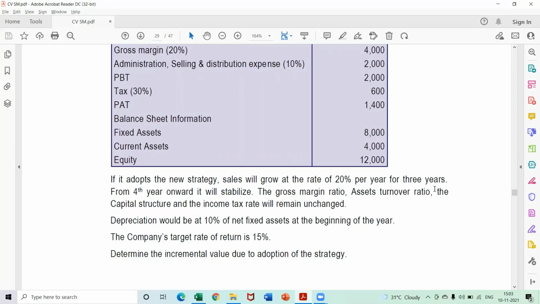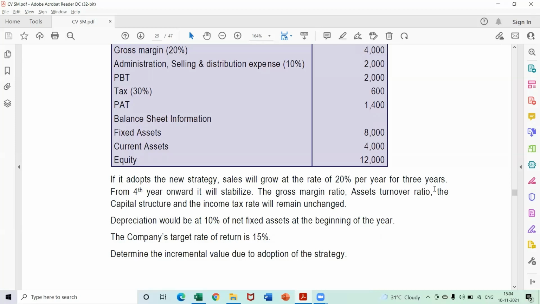Okay. So how do we approach the problem? First, we need to find out the current value of the business before adoption of the strategy. That is PAT by discount rate, that is 1400 by 15%. Now we have to find out the value of the business after adoption of the strategy. How do we find out? We will find out all the future cash flows, and then we'll discount them at 15%, and then we get discounted cash flows. Summation of all those discounted cash flows gives us the value of the business after strategy adoption.